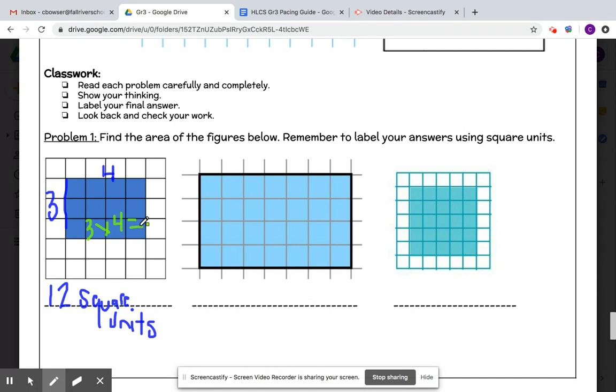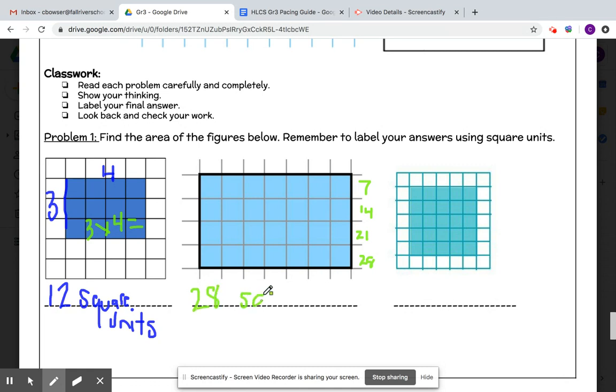Let's move on to our next shape. So we can count squares or we can multiply. So I'll start by just counting the squares. I'm going to count the rows. So 1, 2, 3, 4, 5, 6, 7, 8, 9, 10, 11, 12, 13, 14, 15, 16, 17, 18, 19, 20, 21, 22, 23, 24, 25, 26, 27, 28. So my total is 28 square units.